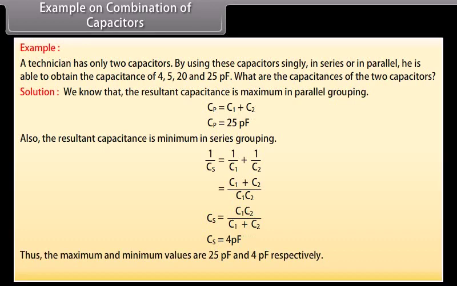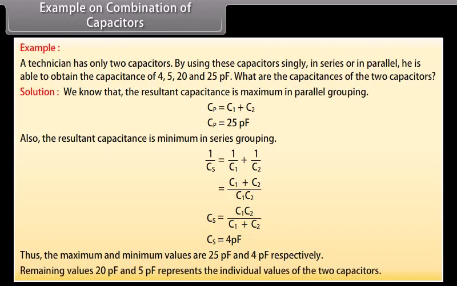Thus, the maximum and minimum values are 25 picofarad and 4 picofarad respectively. The remaining values, 20 picofarad and 5 picofarad, represent the individual values of the two capacitors.